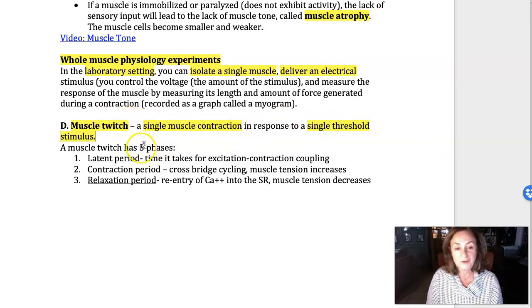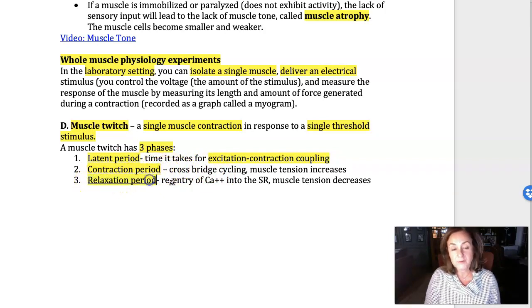That's called a twitch. And a twitch has 3 phases. It has a few milliseconds where nothing happens. That's called the latent period. And what's happening there is excitation contraction coupling, right? So the message is going down the T tubules, calcium is being released from the SR, the calcium is binding to the troponin and all that. We're not getting contraction yet. But that only takes a very short time, right? Under a second, measured in milliseconds, before contraction starts and the force is generated.